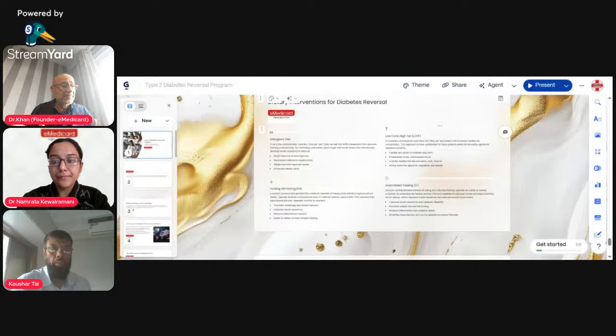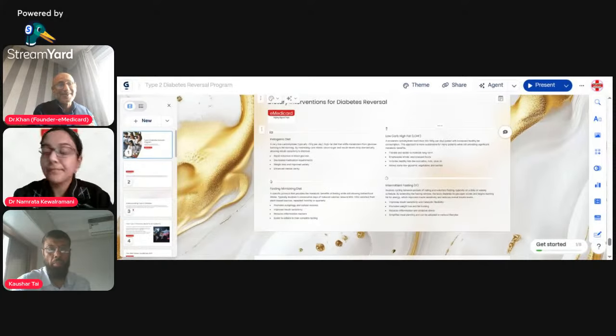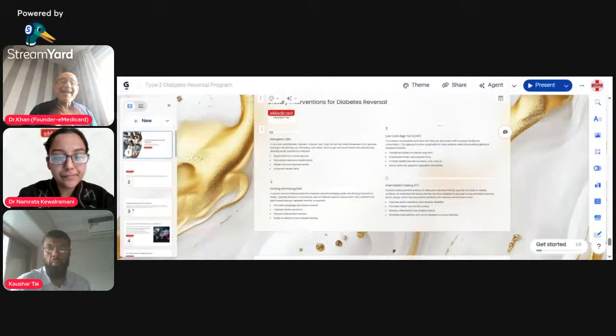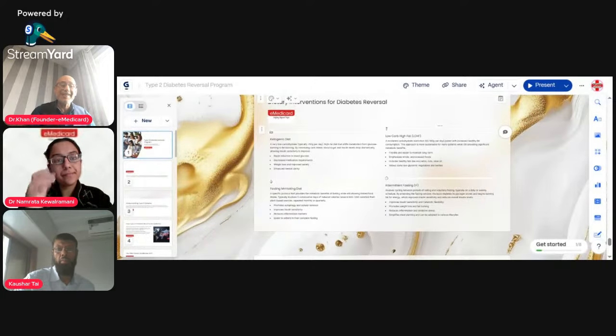So anybody who's looking to reverse type 2 diabetes, the medication is not the answer. That's what I want to say. Medication is not the answer. The answer lies in your diet. The answer lies in your kitchen. The answer lies in your table, what you're eating, right?